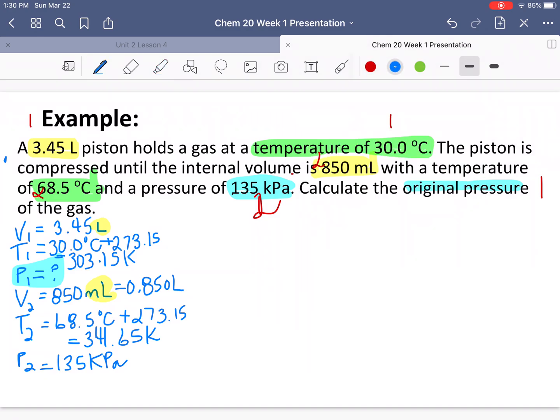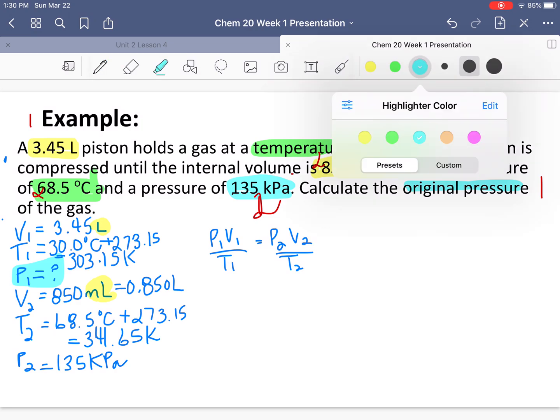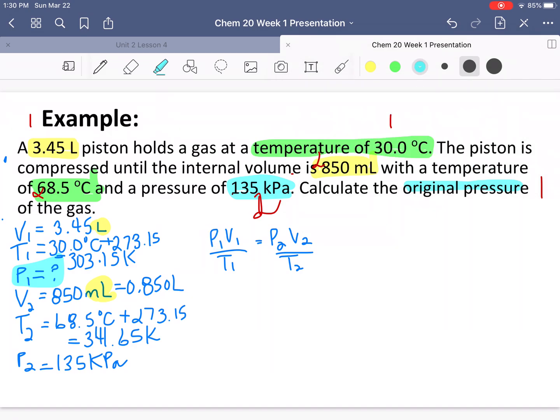We need to write down our formula. Okay, so here we go. P1 V1 over T1 equals P2 V2 over T2. This time, our goal is to isolate P1. We need this by itself. So we still go through a similar step-by-step in order to do so.